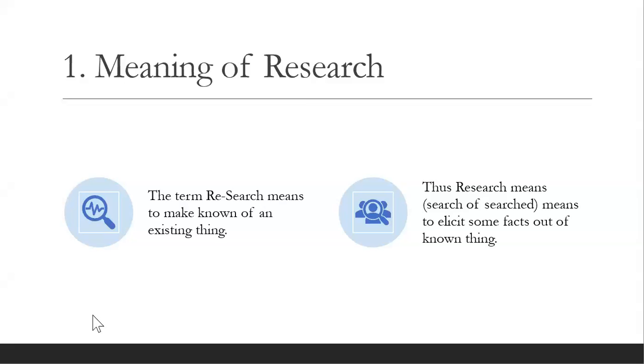And you try to elicit some facts out of known things. What do you mean by eliciting some facts out of a known thing? You already know certain things, that people use speakers for dance, for listening to music and for other activities, but you try to bring out other facts out of this known thing. Okay, so this is the meaning of research. Are you able to understand this much? Did you understand up to here? Yes, ma'am. Okay.